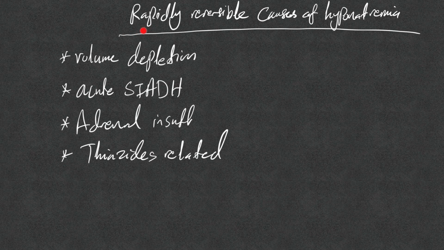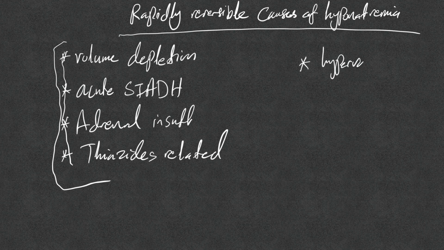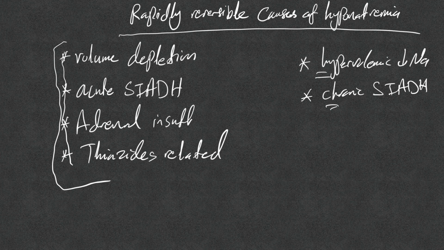Now, these conditions are known for rapidly reversible causes of hyponatremia: volume depletion, which is the most commonly encountered, and I struggle a lot with this because by the time we see them in the ED, they have already been given 1 or 2 liters of isotonic solution by the emergency room, so they correct quickly. Acute SIADH, not the chronic one. Adrenal insufficiency, once you give them steroids, they correct quickly, and thiazide diuretic hyponatremia also corrects quickly. On the other hand, hypervolemic hyponatremia and chronic SIADH usually correct slowly, and we don't really worry much about the overcorrection of hyponatremia here.